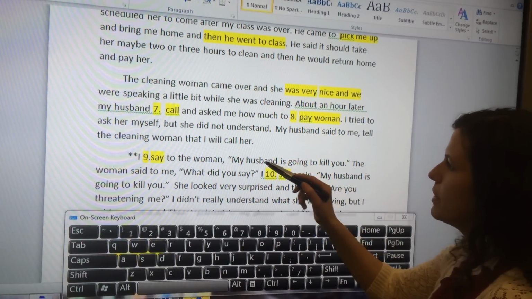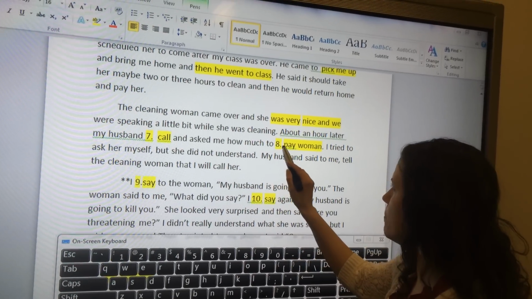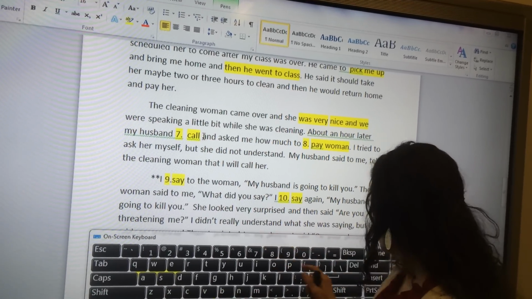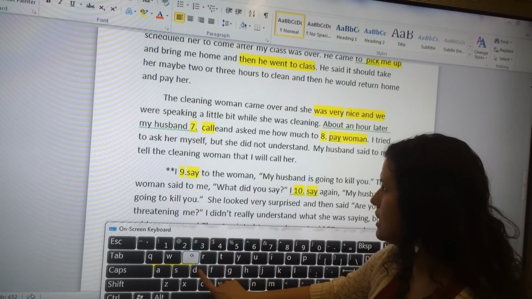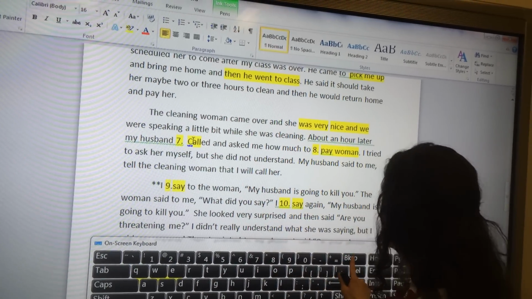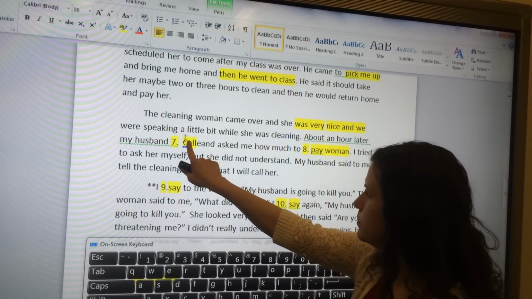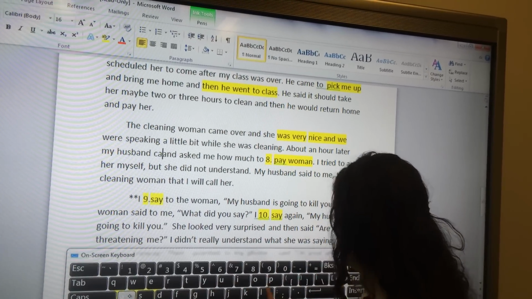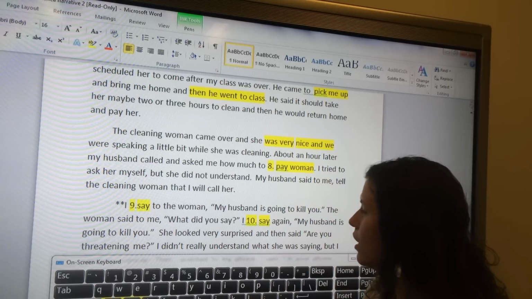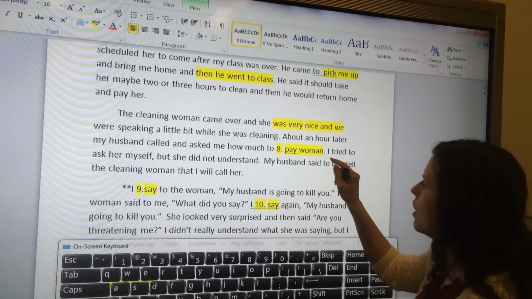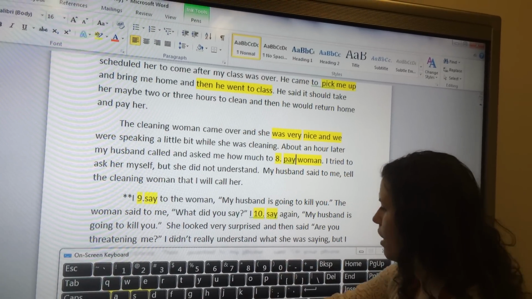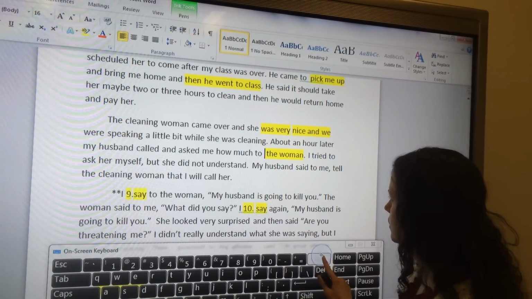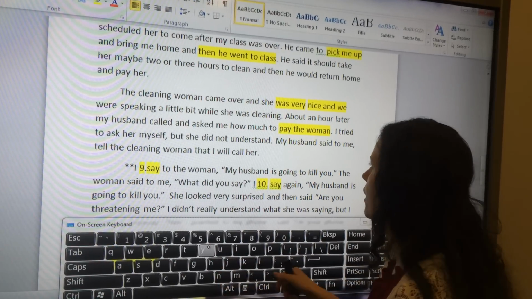About an hour later, my husband called and asked me how much to pay woman. Okay, so let's take a look here at number 7. About an hour later, my husband, I need this to be called in the past tense instead of call. My husband called and asked me how much to pay woman. Okay, this needs to be to pay the woman. And let's correct that. Okay, how much to pay the woman.